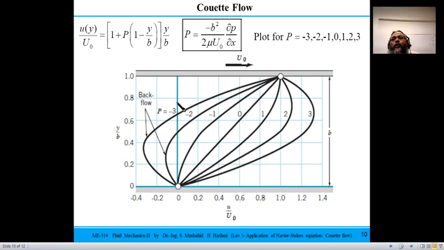You see the velocity is positive, positive, positive. Here velocity has changed its direction. Here it is in the positive x direction, here it is in the negative x direction. So this would be called a backflow. It means some layers of the fluid would be moving in this direction and the bottom layers would be moving in the opposite direction if you choose p equals -2 or -3. So by just substituting different numerical values, you can end up with certain graphs as well.